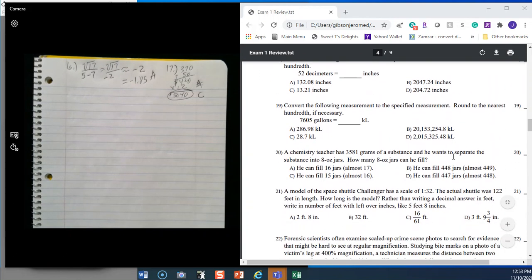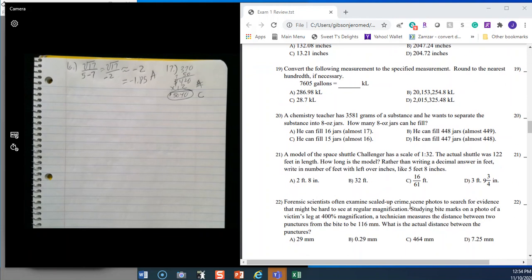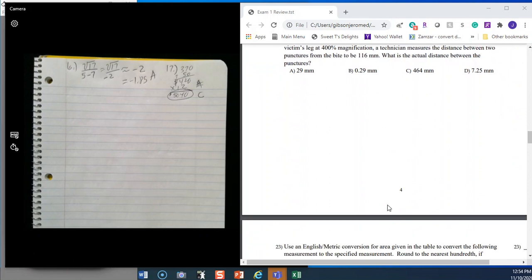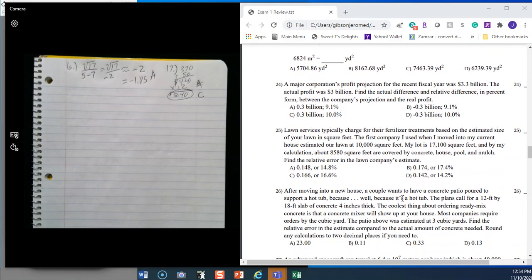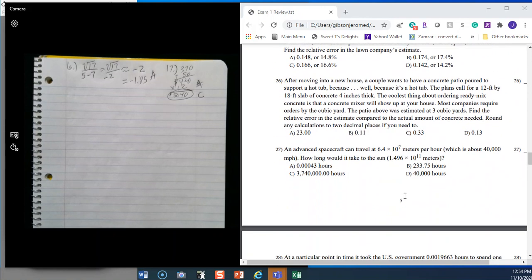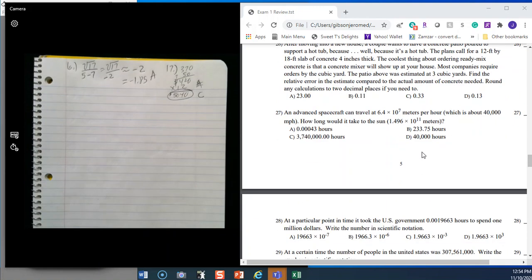All right, 18. It says convert the following measurement to the specified measurement. Round to the nearest hundredth. So they want us to round to 2 decimal places. Now what I'm going to do, I'm going to skip over 18, 19, 20, all the way up to 22. Well, let me see, is all of these, because I want to do all of the measurements together. So let's skip down to 27 and I'll come back to the previous problems.